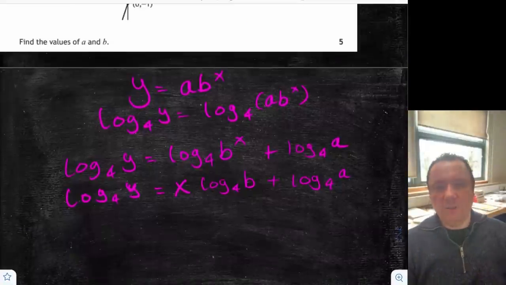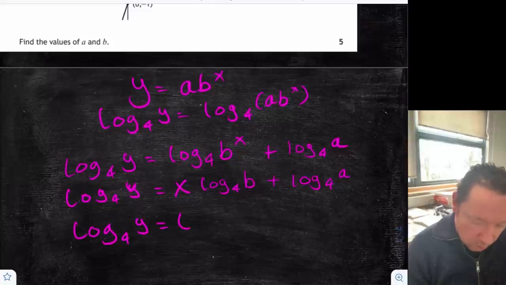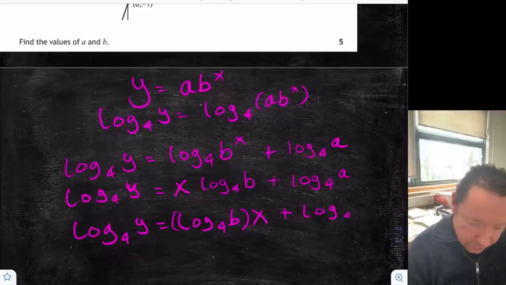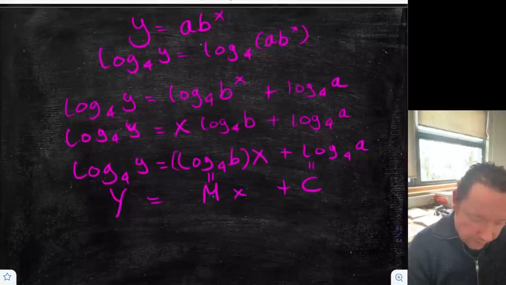Well, it's y equals mx plus c is our straight line, so let's put the x on the end so you can really see it. Log base 4y equals log base 4b times x plus log base 4a. So that's like y equals mx plus c. So we can see our gradient is equal to this number in front of x, and our c is equal to this. So we can say our gradient is equal to log 4b.